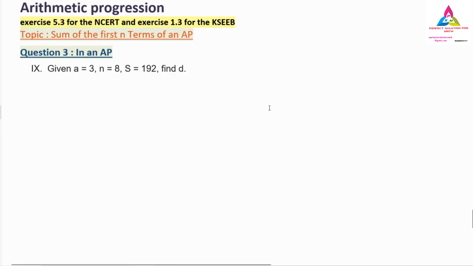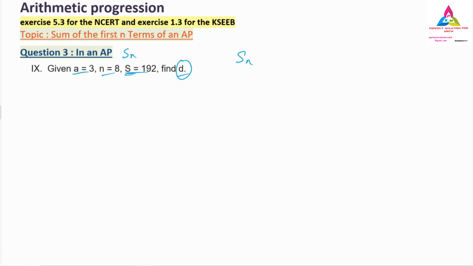Coming to the ninth question. In the ninth question we can see here they have given that a is equal to 3, n is equal to 8, and s is equal to 192. The only thing they have asked is to find the d value. So we have to go for the Sn formula only, because they have given the s value for us. Here s refers to Sn. Remember, don't get confused. S means also denoted as Sn.